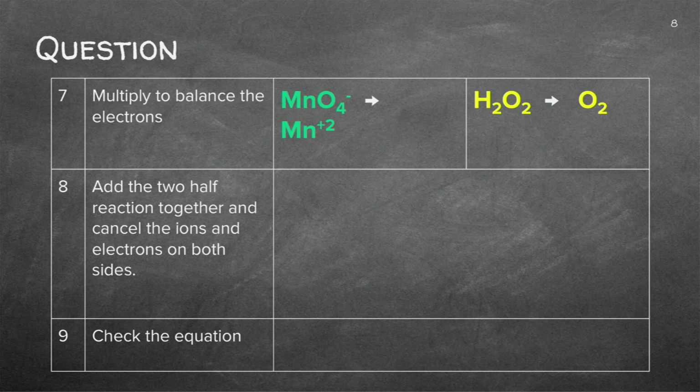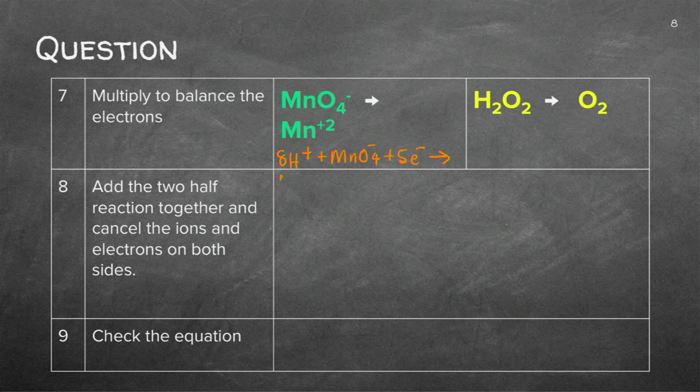Let me go to the next screen. I now balance the electrons. So I've got 8H+. Are you with me? I've got MnO4- and I added 5 electrons.